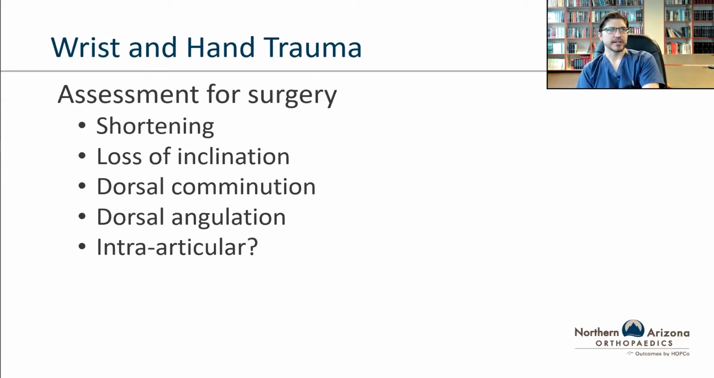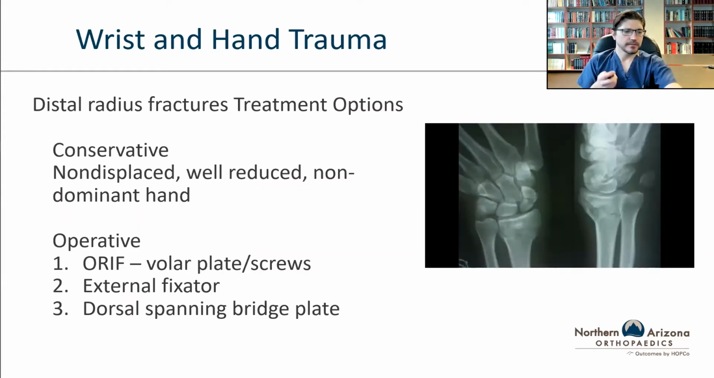In my assessment for surgery, I look for several findings, whether or not the bone is shortened, whether or not there's inclination loss or angulation loss, or whether or not the fracture goes into the joint. So most of the time, these fractures can be treated conservatively without surgery, or they can be manipulated in the office or in the emergency room into a better location where they can be treated without surgery.